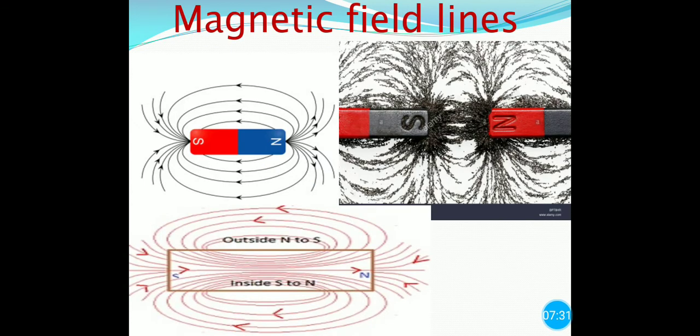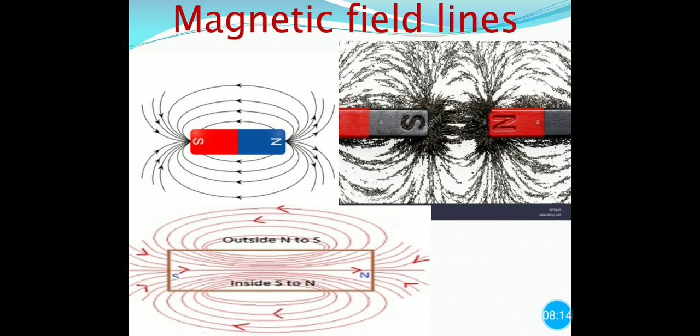Magnetic field lines. What is a magnetic field? A magnetic field is a region around a magnet in which another magnet experiences a magnetic force of attraction or repulsion when brought into its region. This field is known as the magnetic field. Then the magnetic field forms invisible imaginary lines that are known as magnetic field lines.